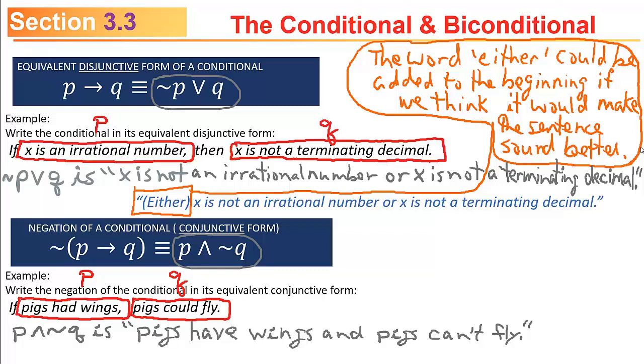Or again, you're not worrying too much about the tense exactly. You just want to make it sound a little better. So you might say something like pigs have wings and pigs can't fly. Not worrying too much about the tense of the verbs.